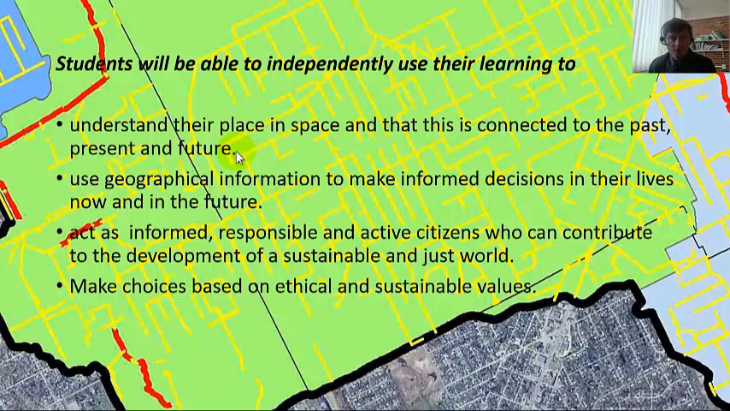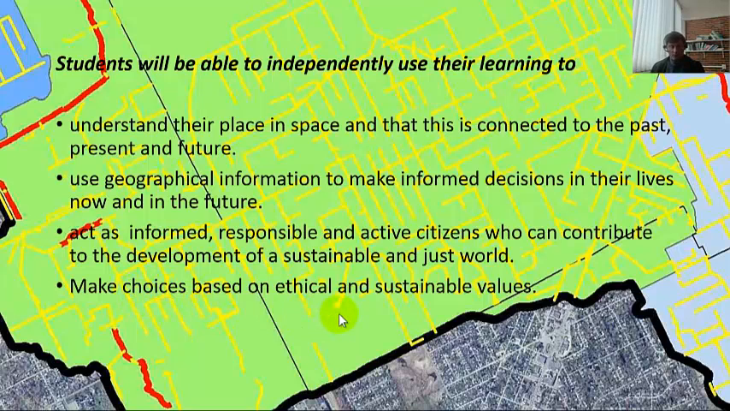We want them to understand their place in the space and the surroundings and how they're connected to the past, present and future. We want them to use geographical information to make informed decisions now and in the future. Hopefully they'll be able to act as informed and responsible citizens who can contribute to the development of a sustainable and just world. And lastly, being able to make choices based on more ethical and sustainable values.